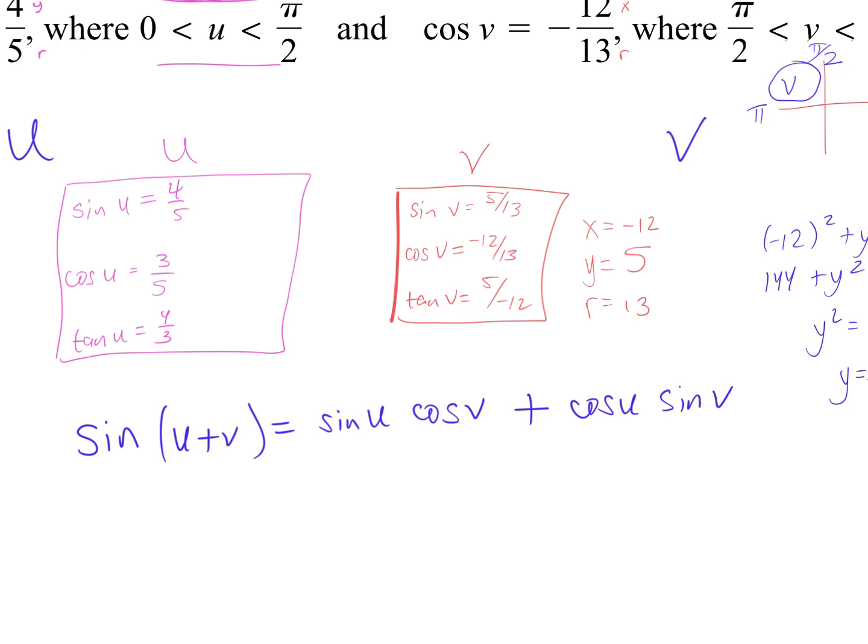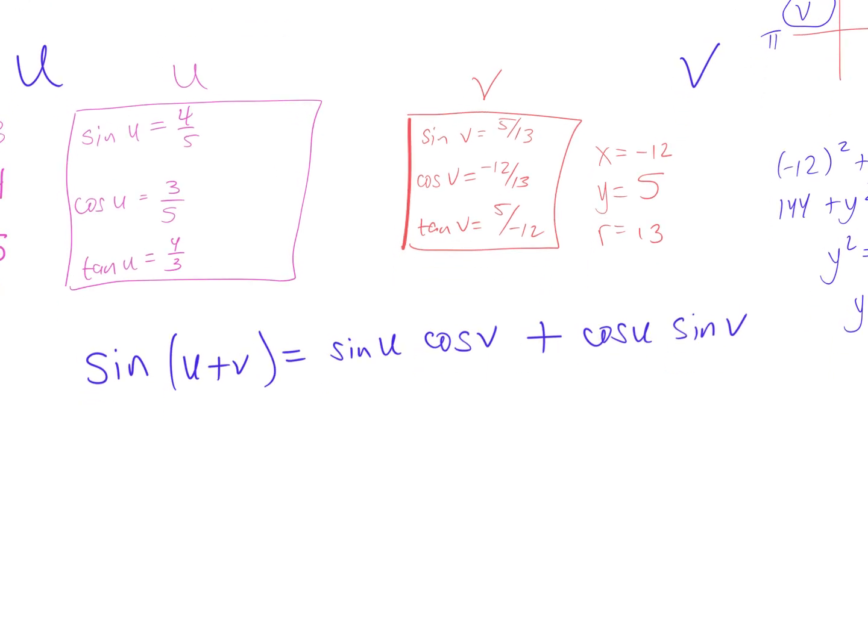Now, again, why I think it's important to put the info in the little boxes like I did. When I'm going in to fill my information in, I don't have to think, okay, sine is what over what? It's already written for you. It's just real easy. What is the sine of u? What did you guys write down? 4 over 5. What is the cosine of v? Negative 12 over 13. Plus, what is the cosine of u? 3 over 5. And then what is the sine of v? 5 over 13.